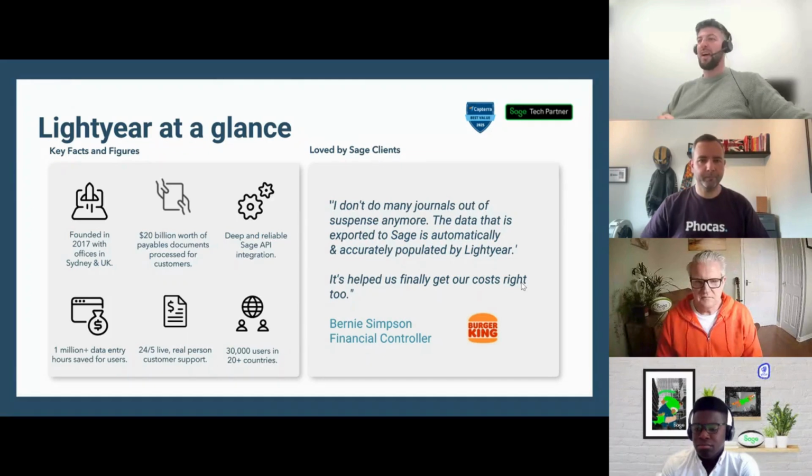We do work in a variety of sectors, from food production, manufacturing, retail, hospitality, anything that's food product based. We're typically in there and assisting customers to automate the accounts payable process.